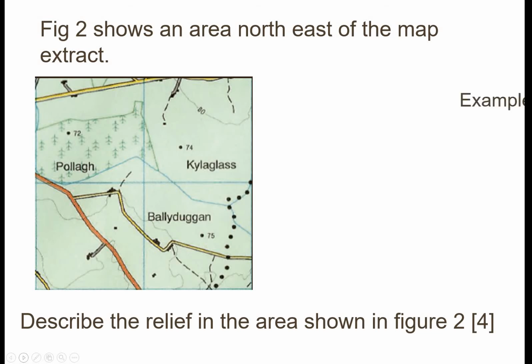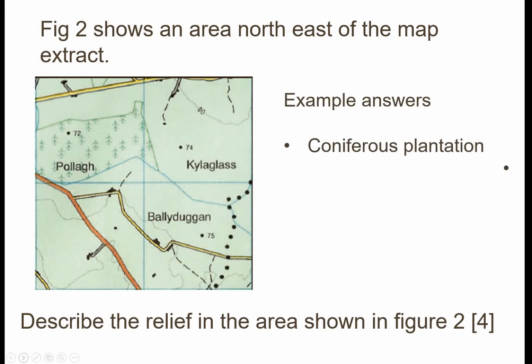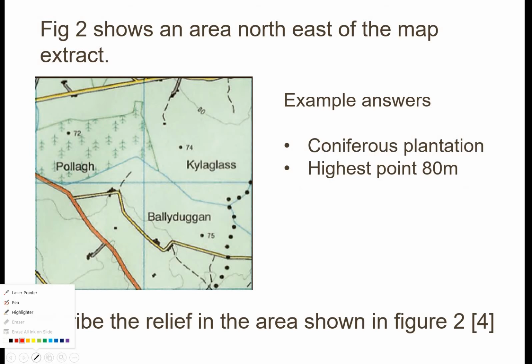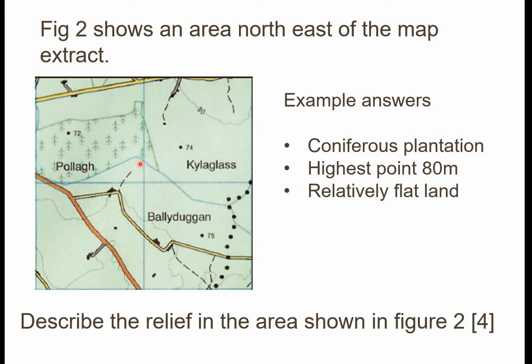So a 4-mark question, that's the things we could have talked about. We could have said the coniferous plantation, of course. The highest point at 80 metres. That's just there. See, we can see a contour line, you can see 80 metres. We have relatively flat land. Now remember, this is looking for 4 marks.